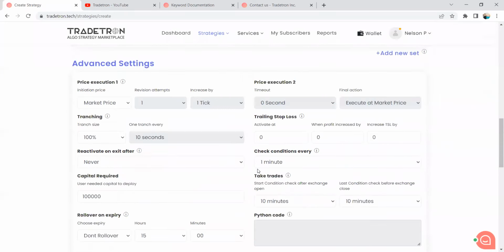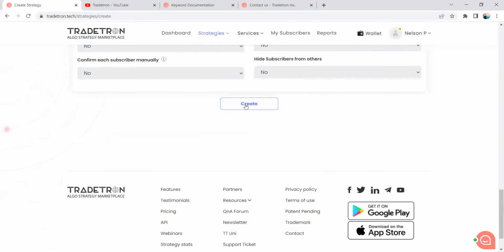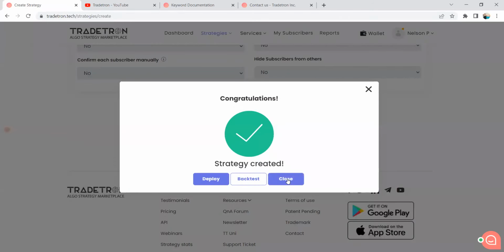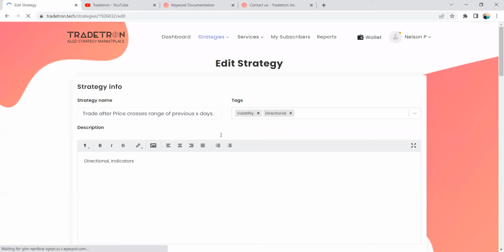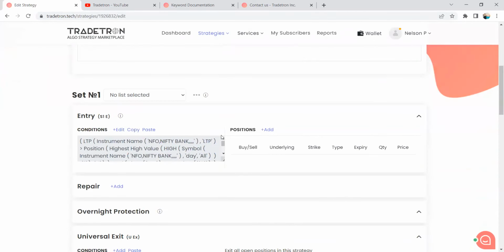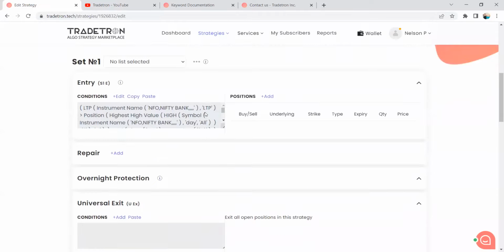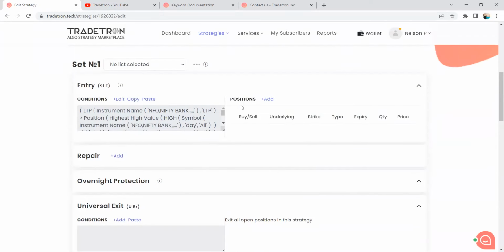Along with this, always remember to save this particular strategy every time you create a condition, because if you don't save it and your internet connection goes off, then all of the conditions that you have put, you will have to type again. So it's always important to keep updating the strategy at regular intervals.